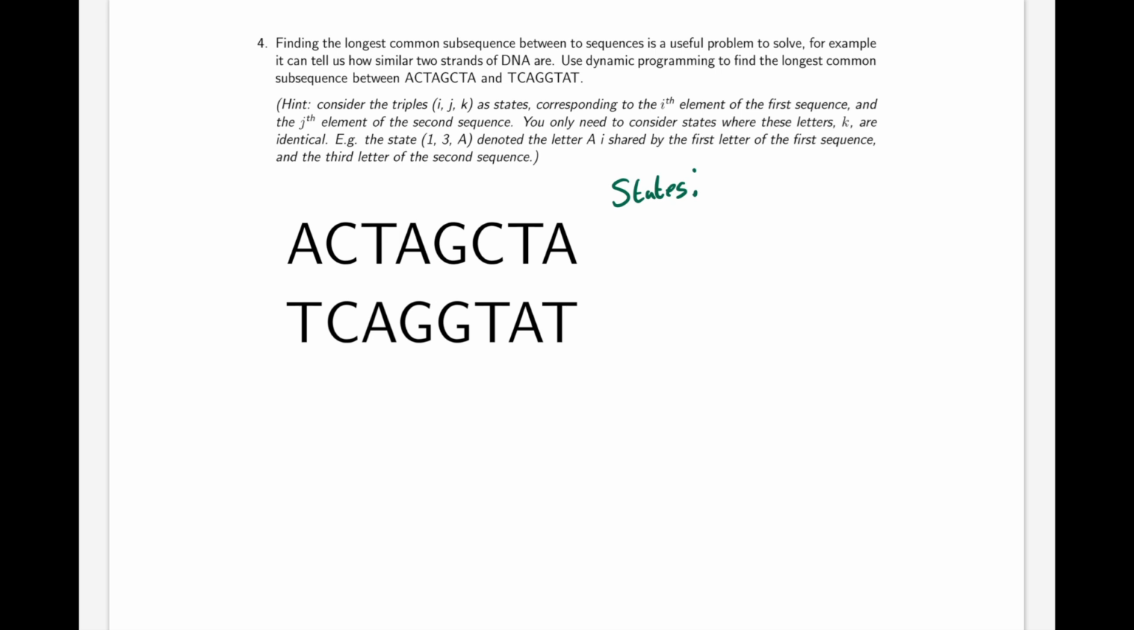Let's first look at where A can collide. So we have an A here and an A here. This will correspond to the state 1, 3, A. That is, there is an A in the first position of the first sequence, the third position of the second sequence. And how about here? That is the state 1, 7, A. There is an A in the first position of the first sequence and the seventh position in the second sequence. What other combinations do we have?